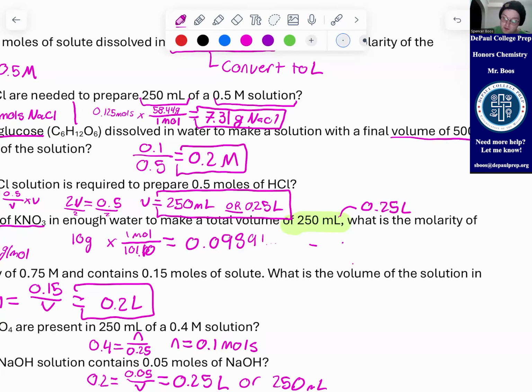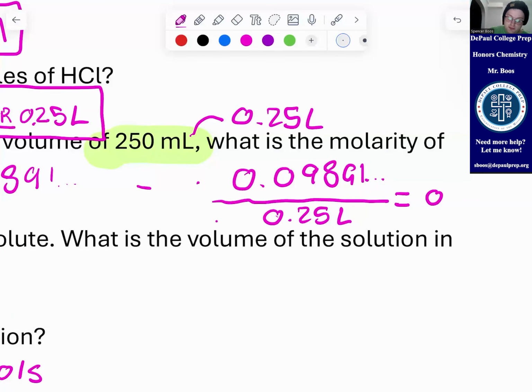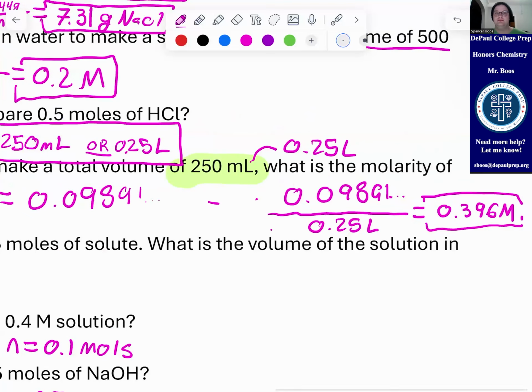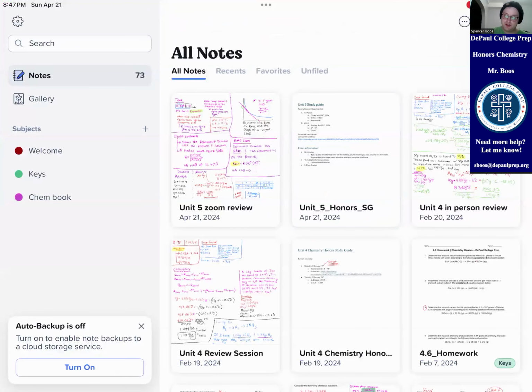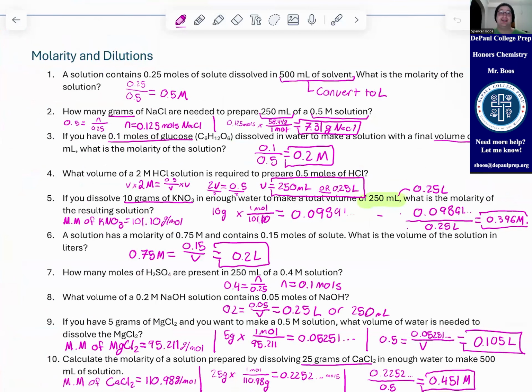Okay, so now we take the 0.09891 divided by 0.25 liters. So just divide our answer by 0.25, and we get 0.396 molar. I hope that helped. Here, we'll go back to it just in case you need to see it one more time. It's the same steps that I took on the key to the study guide that is posted in the Schoology.